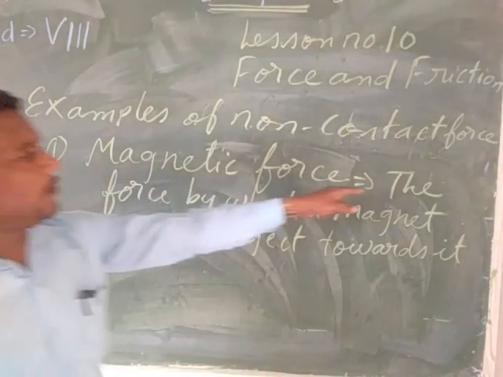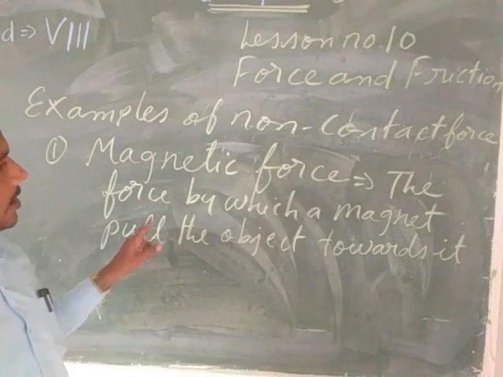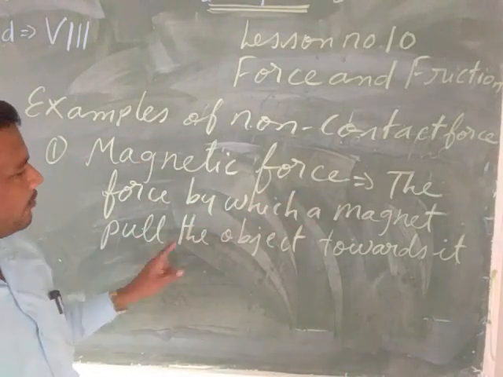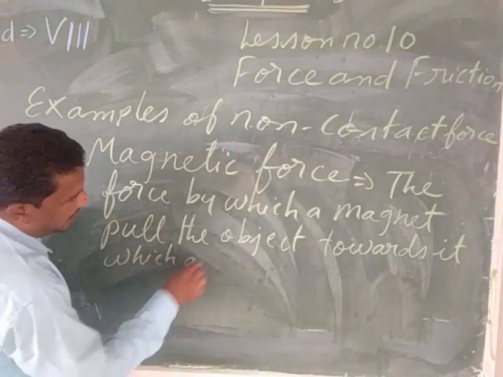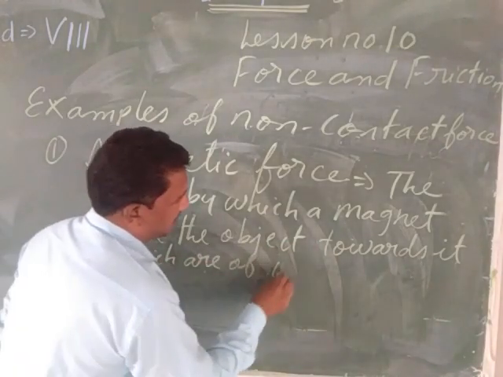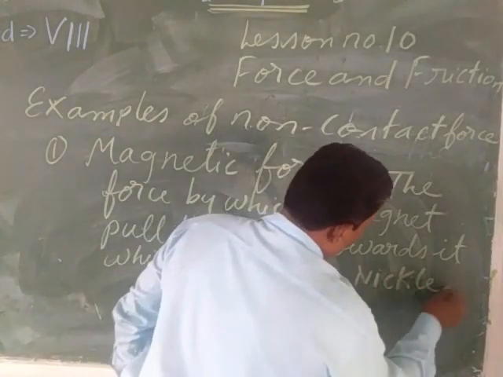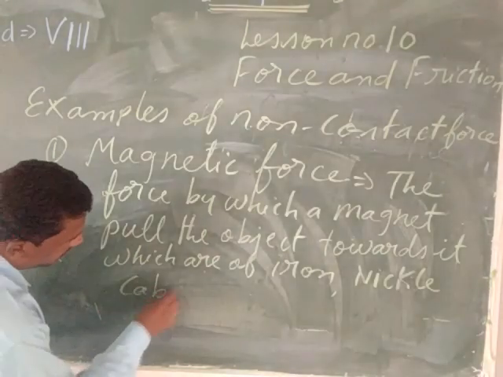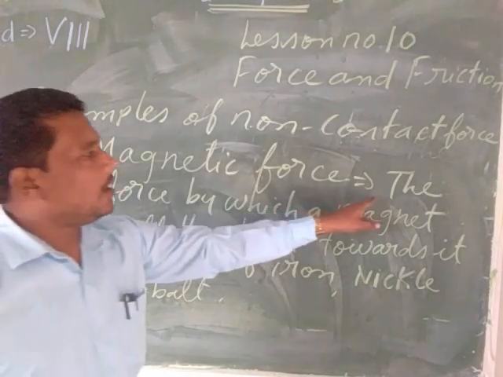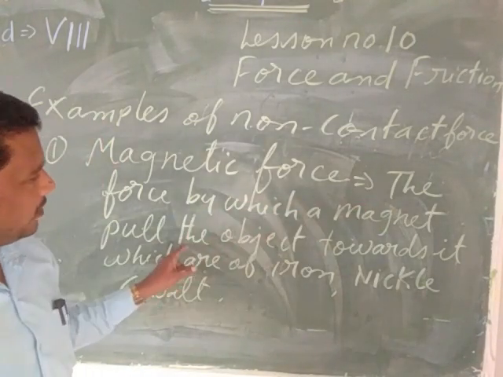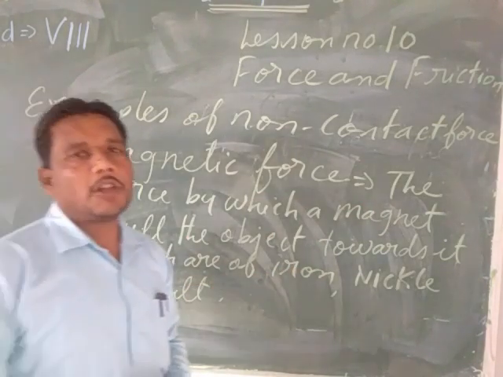What is magnetic force? The force by which a magnet pulls the object towards it, which are of iron, nickel and cobalt. So my children, the force by which a magnet pulls the object towards it, which are of iron, nickel and cobalt, is called the magnetic force.